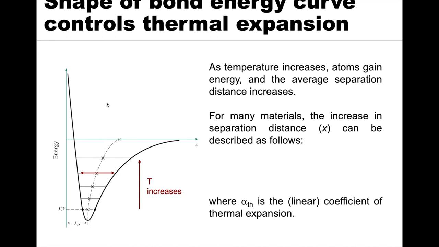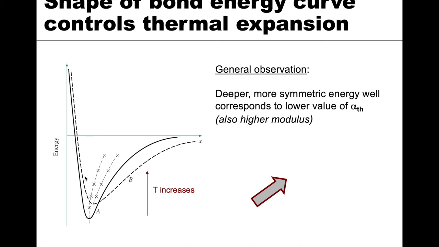Here's maybe a better look at that. Two materials, you see A and B. A has a relatively narrow negative peak, and so it doesn't change as much with temperature, whereas the more broad B does change a lot more with increasing temperature. So deeper, more symmetric energy wells correspond to lower thermal expansion, and vice versa with the higher modulus. So A has lower values of thermal expansion, but a higher elastic modulus, and vice versa with B.